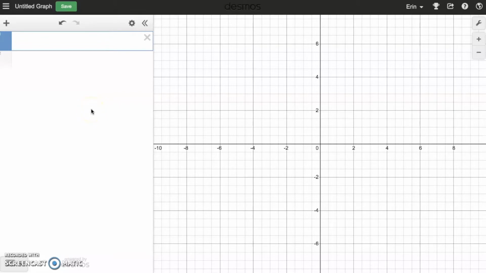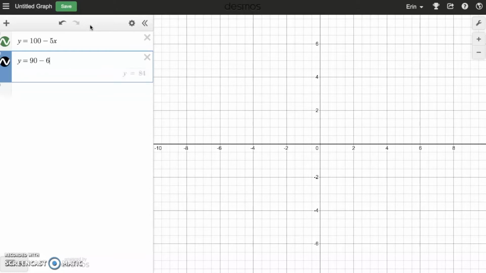Of course, not all of our equations and lines are going to fit nicely on that 10 by 10 grid, especially when we start working with the word problems. So we're going to use Desmos as a tool to help us find the solution to a system. So for example, let's say I want to find the solution to the system of y equals 100 minus 5x and y equals 90 minus 6x. So these are my two equations.